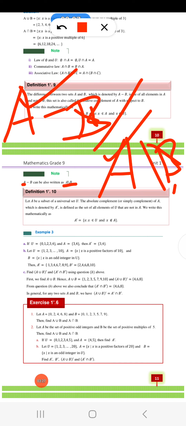Okay, example: if U is the universal set, this contains 0, 1, 2, 3, 4, and the elements of set A are 3, 4, and then A prime is equal to 3, 4.